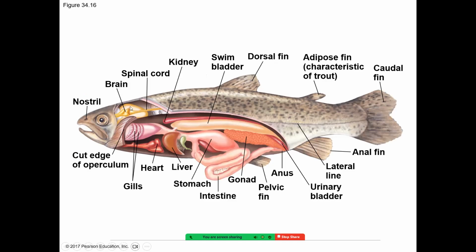So this is again showing some examples of some of the structures that we were talking about. So nostrils, brain, spinal cord, here are the gills, heart, liver, kidney. Again, there's the swim bladder, the gonads, stomach, intestine, anus, the fins, again, which allow for movement. The caudal fin is for propulsion, as we talked about in sharks as well.